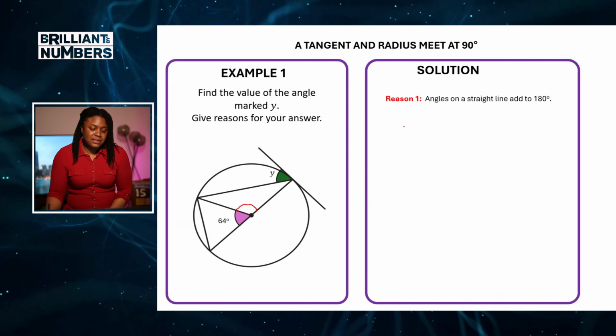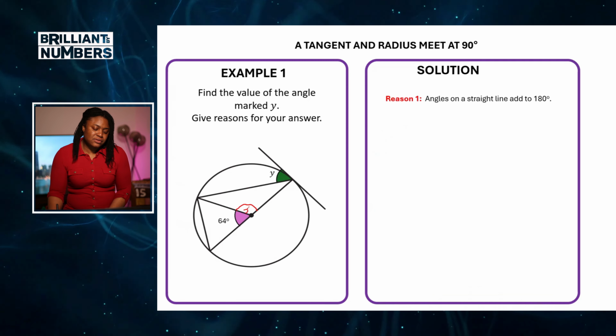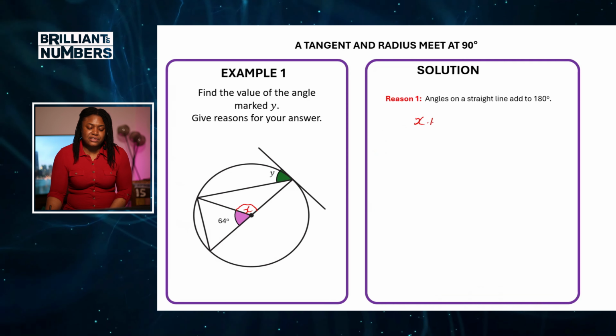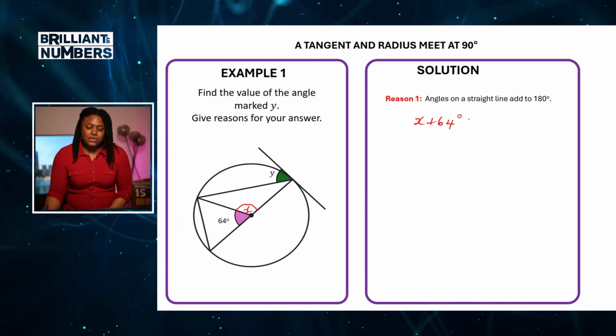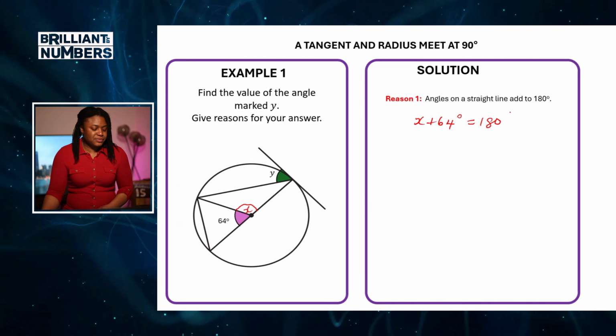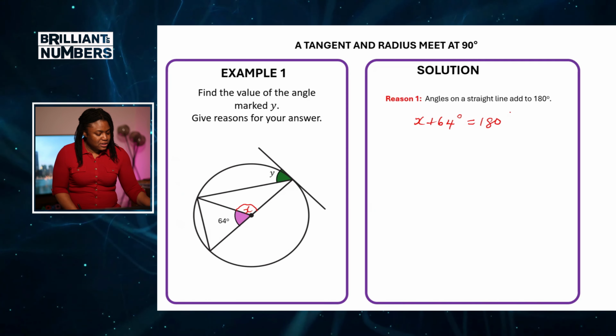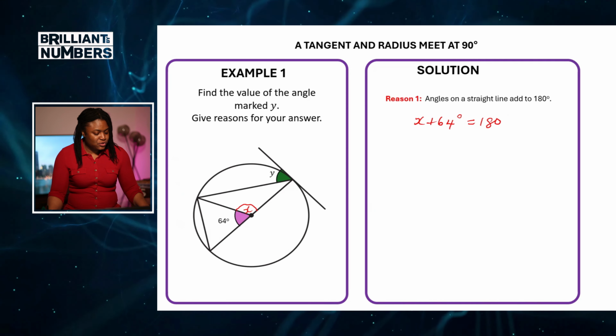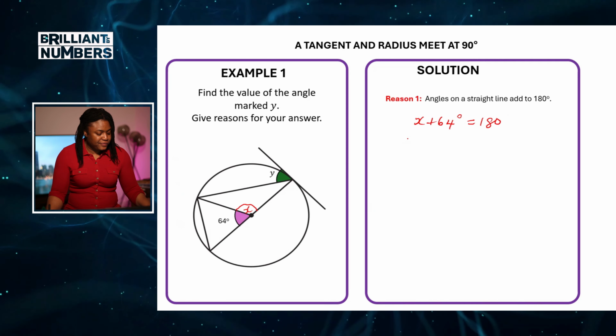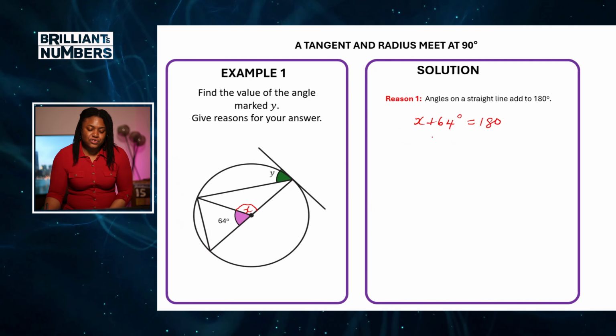So I'm going to write that, let's call this one x. So x add 64 should be equal to 180 degrees. So let's put that in our calculator. We're going to do the inverse, so 180 take away 64 gets us to 116.